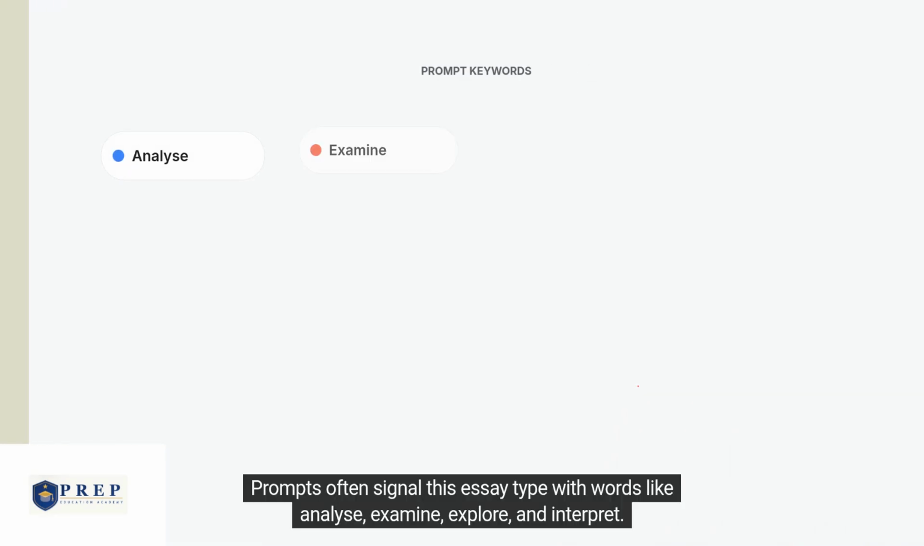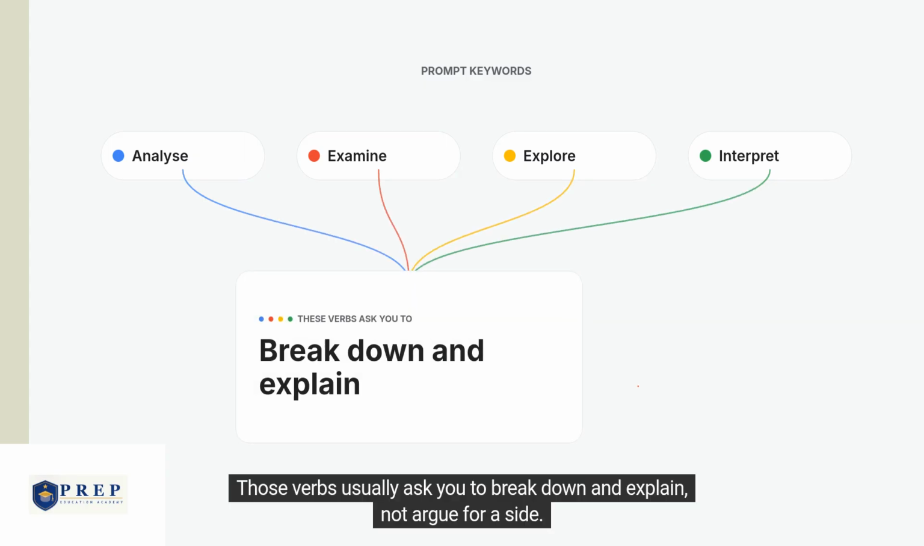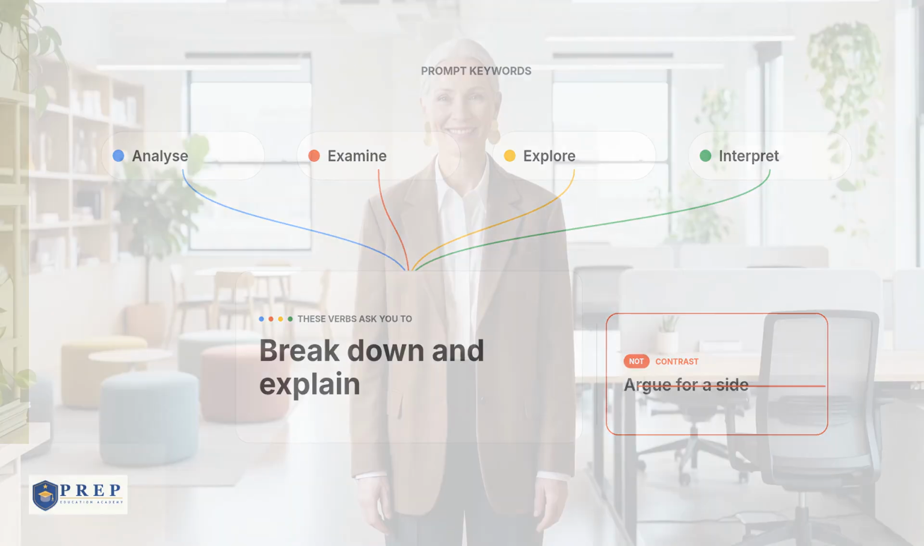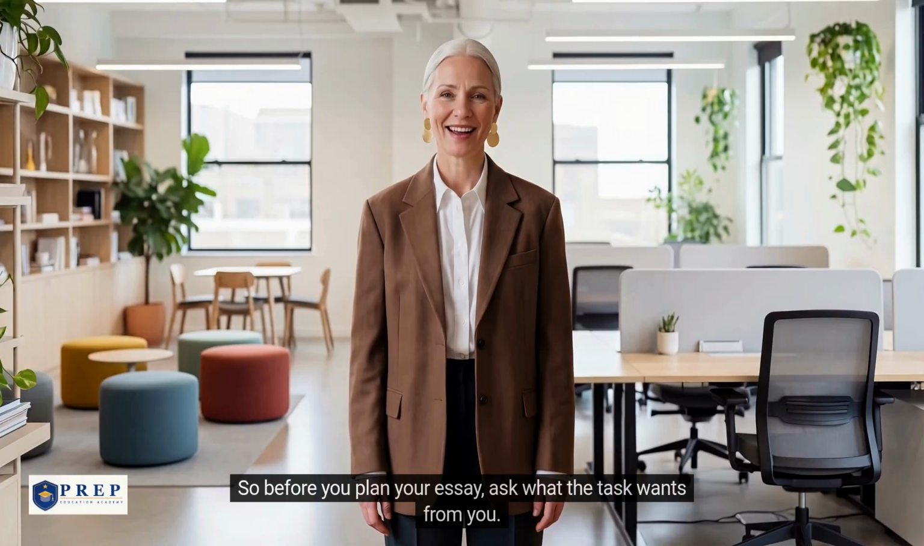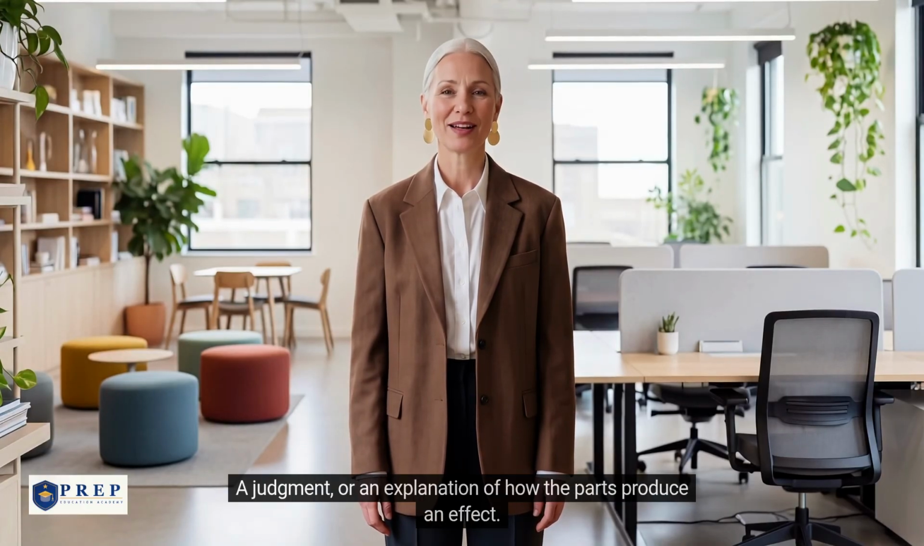Prompts often signal this essay type with words like analyze, examine, explore, and interpret. Those verbs usually ask you to break down and explain, not argue for a side. So before you plan your essay, ask what the task wants from you: a judgment or an explanation of how the parts produce an effect.